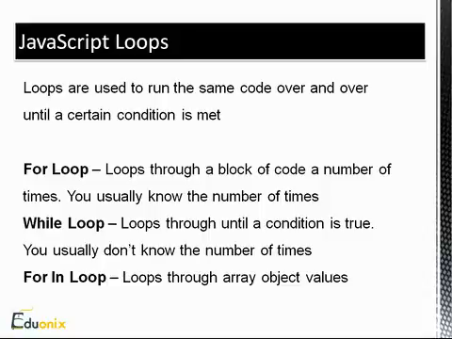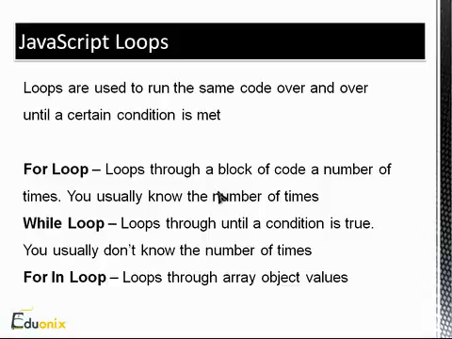So loops are used to run the same code over and over until a certain condition is met. And there's a couple different kinds of loops. In JavaScript we have the for loop, the while loop, and the for in loop, which is usually used for arrays. We also have the do while loop, but it's not used too much.